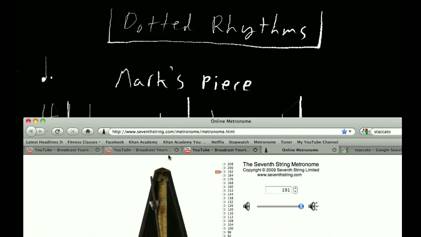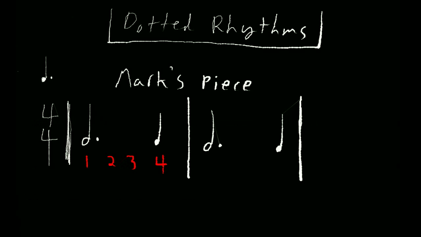Okay. So maybe that gives you a little bit of an idea what a dotted rhythm would sound like. Bum, bum, bum, bum. Okay, so it sounds a little bit different than if we just have a piece where we're playing no dotted rhythms, where we play bum, bum, bum, bum, ba, bum.